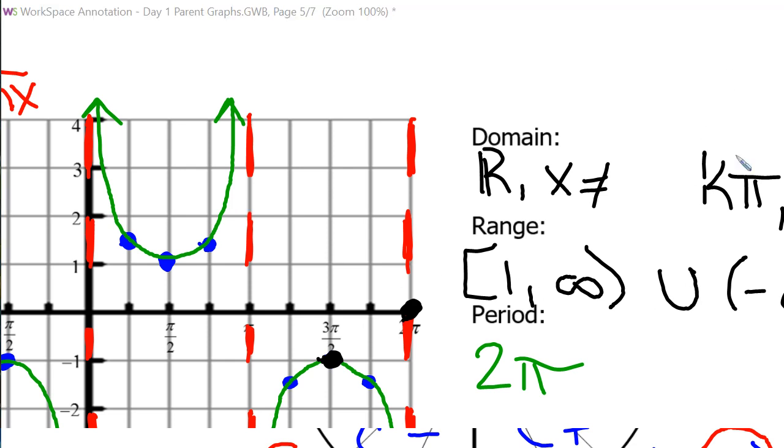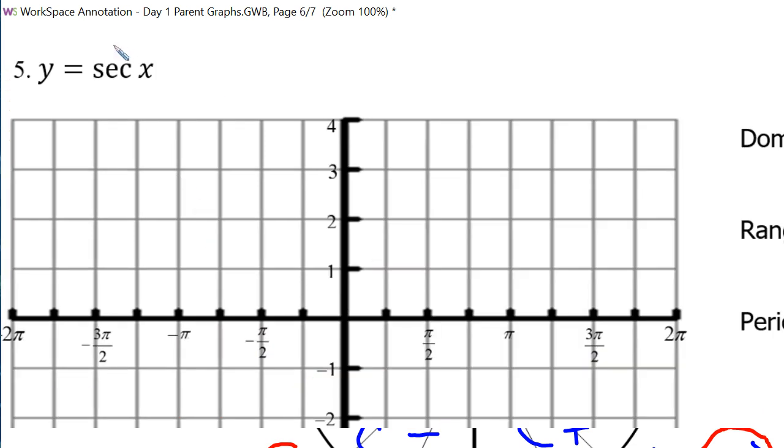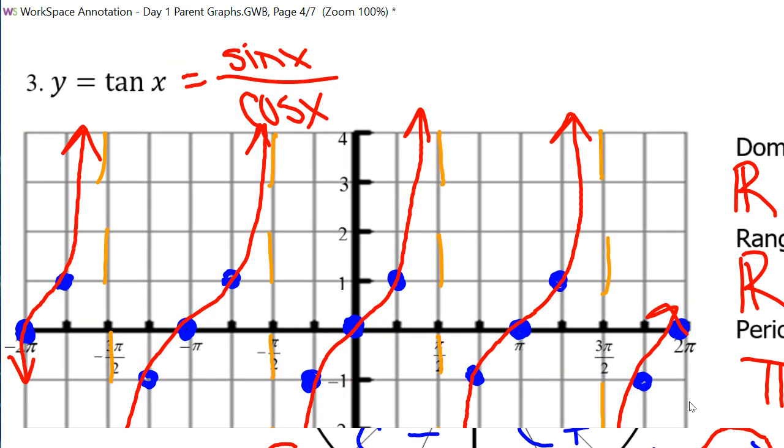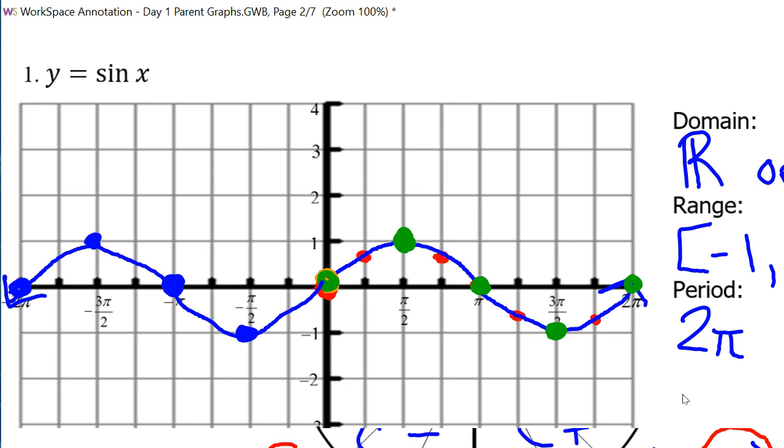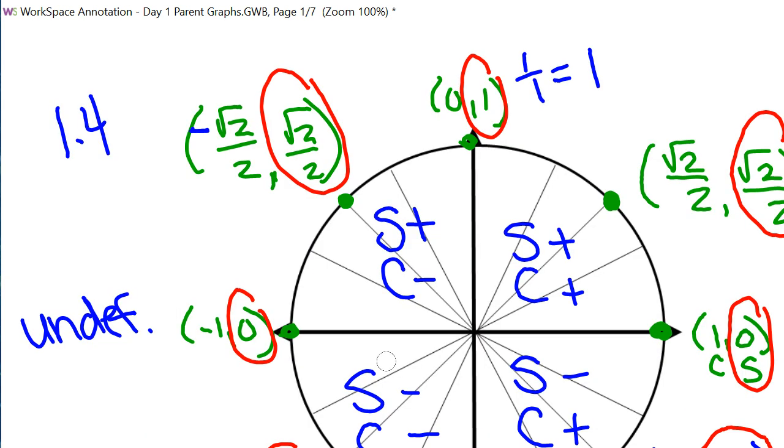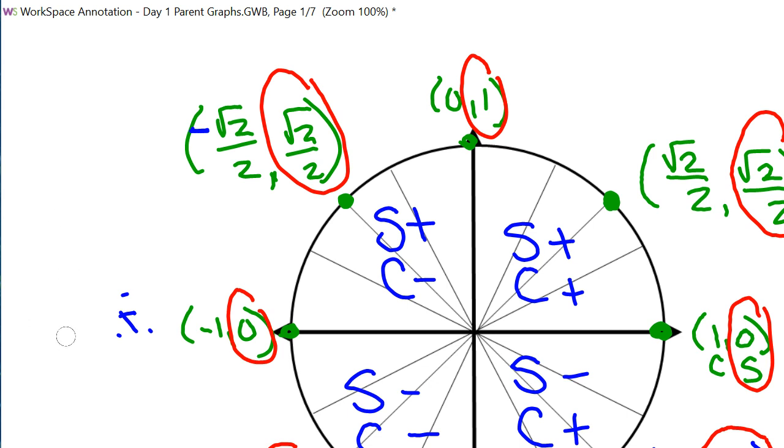Okay, so after cosecant, the next one we have is secant. And secant is reciprocal for which one? Cosine. So to find the secant, we will do 1 divided by the cosine value. So 1 divided by cosine. Okay, so to find the secant, it's 1 divided by the cosine.